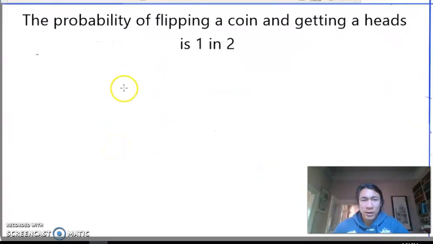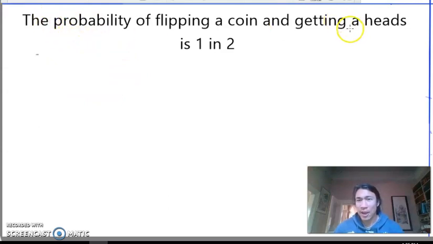And now we're going to talk a little bit more about the symbols and notation that we use in probability. The example says the probability of flipping a coin and getting a heads is 1 in 2. And I think everybody is familiar with this example. I think most people will have flipped a coin before. There's a heads and a tails.